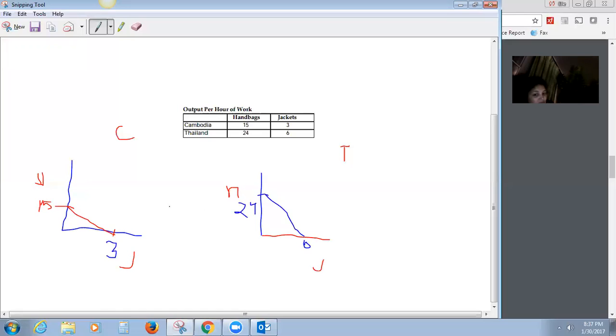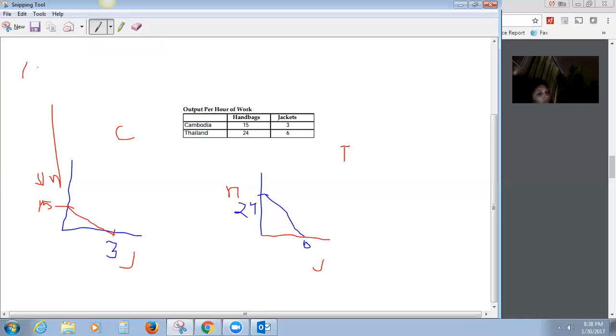All right, how do you solve one of these problems? I'm trying to find out who has a comparative advantage. So with comparative advantage, always remember comparative lower opportunity cost advantage. The easier way that I would do it is just simple division. I would just divide 15 by 3, 24 by 6, and you can kind of tell by the answer which one has the higher opportunity cost. So here, let's see. Does that always work? Yeah, because what you're doing is you're getting the slope of the line.